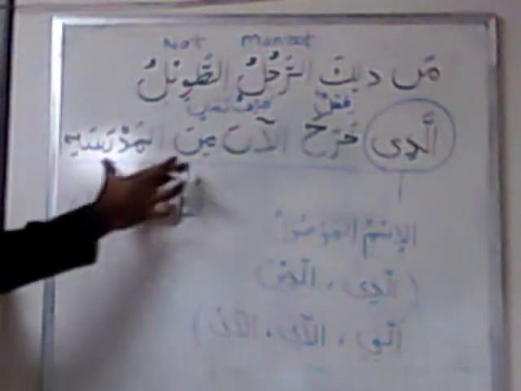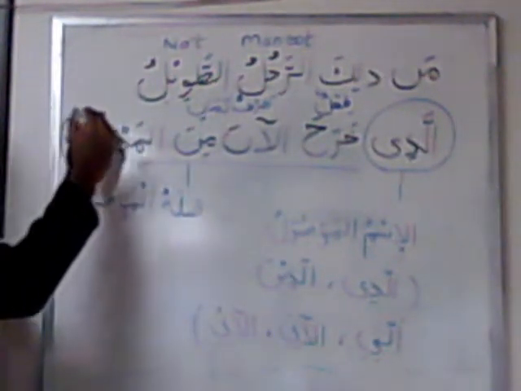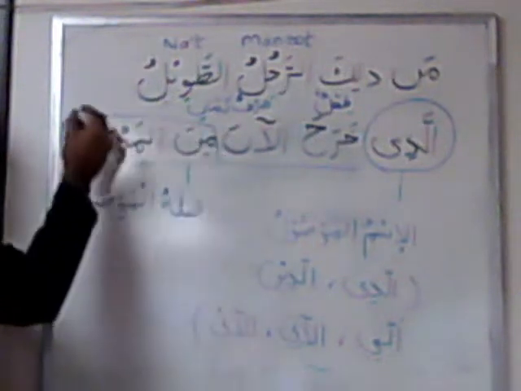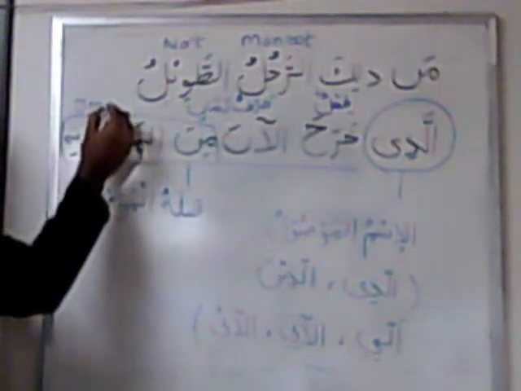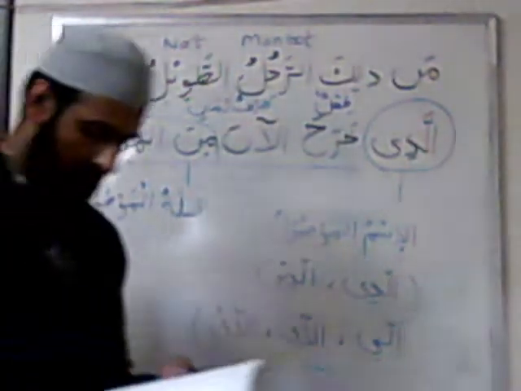And then minal madrasati, this part here, is your jar majroor shibhu jumla, which is the prepositional phrase which Matthew was talking about. In Arabic it's called jar majroor shibhu jumla. You don't have to remember all of that, but you at least understand it, right? It's a prepositional phrase. So do we understand this sentence now? We'll be using more of these kind of sentences from now on.